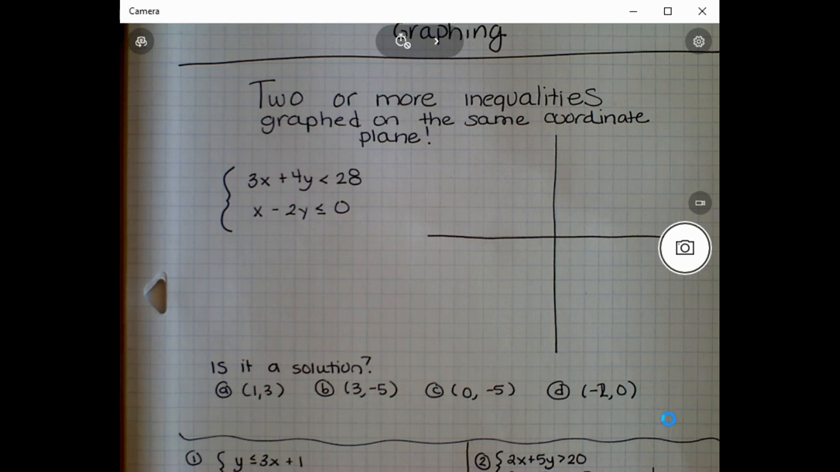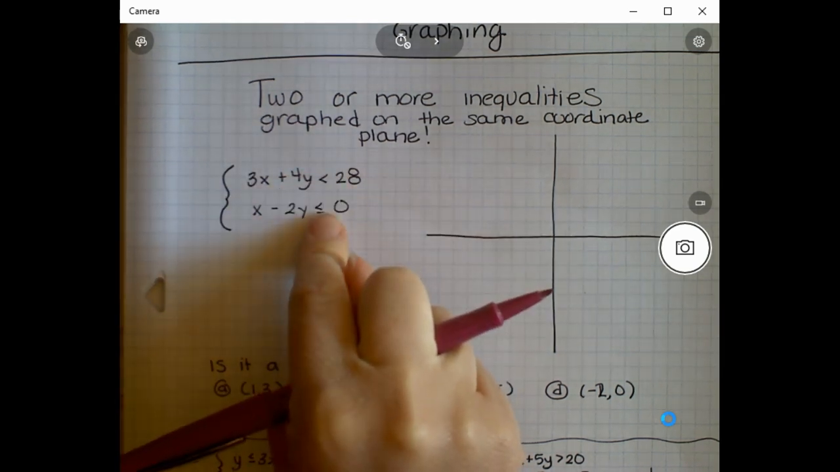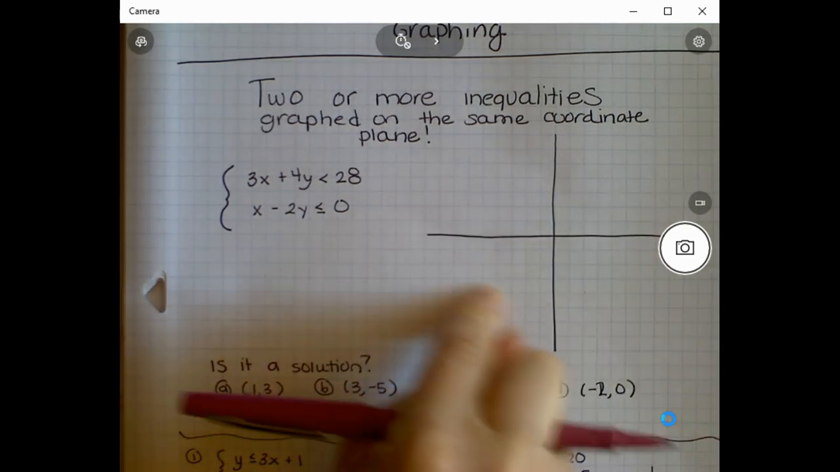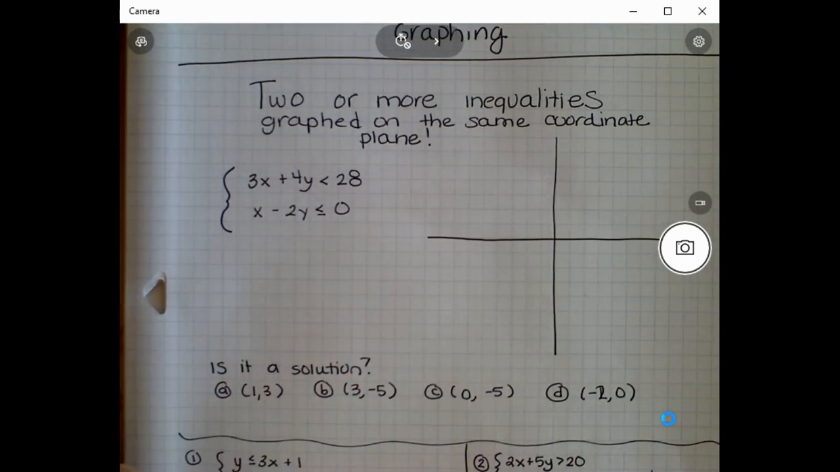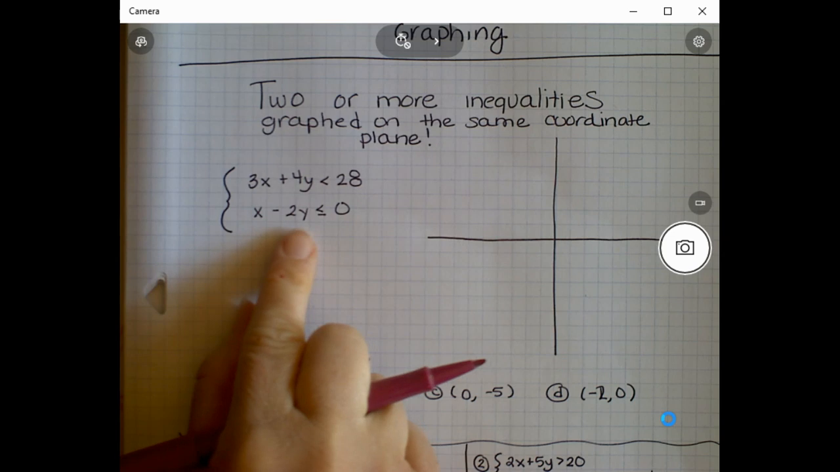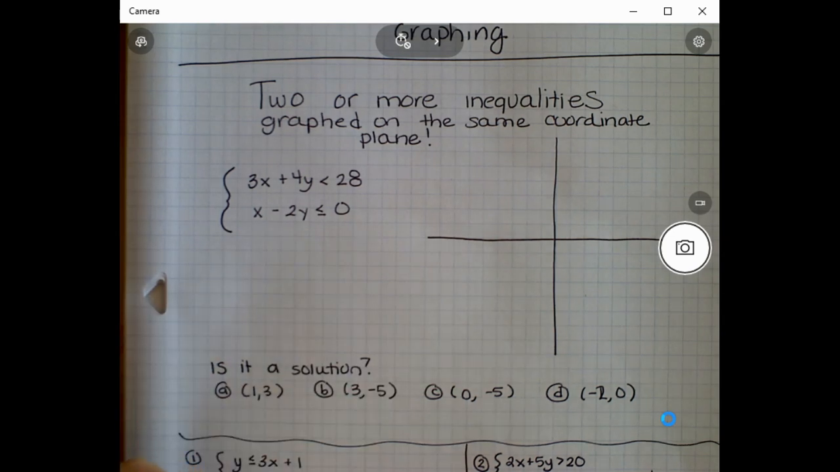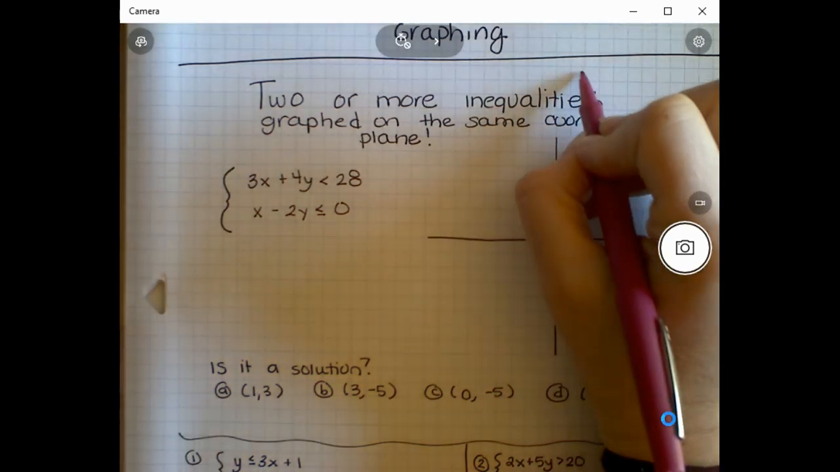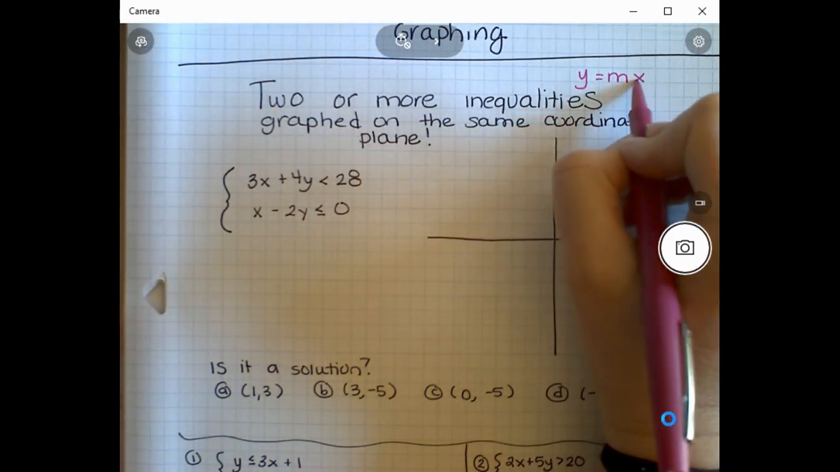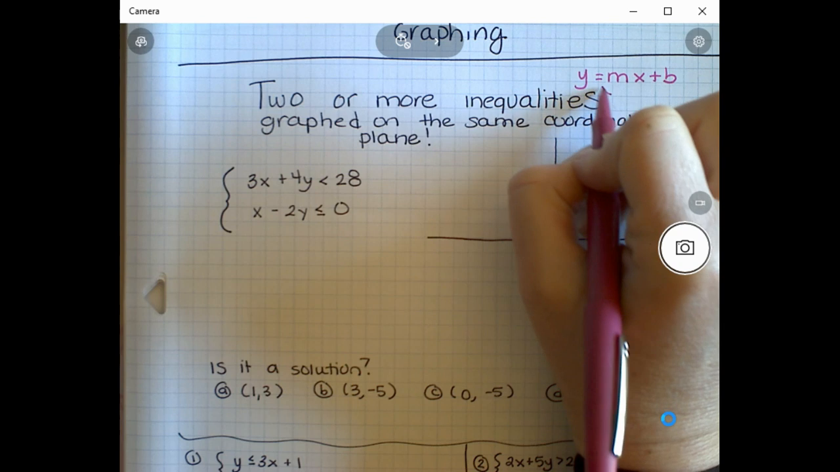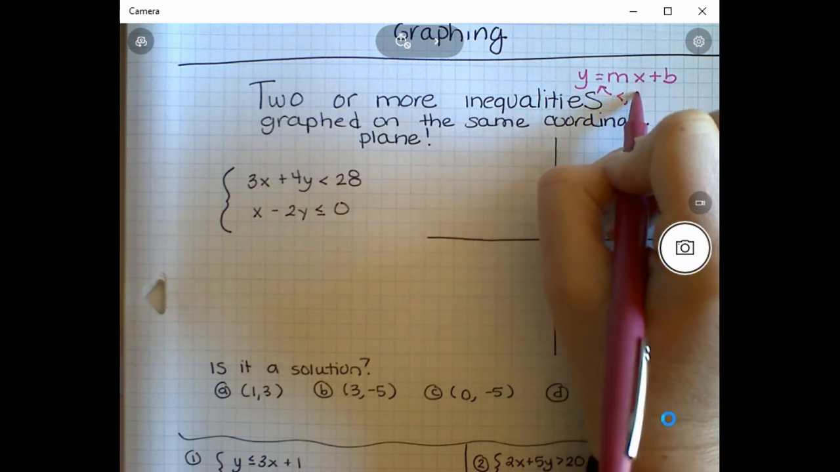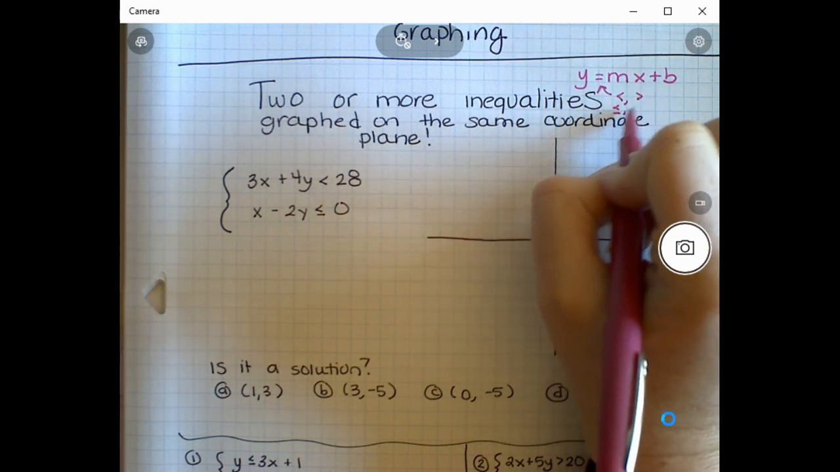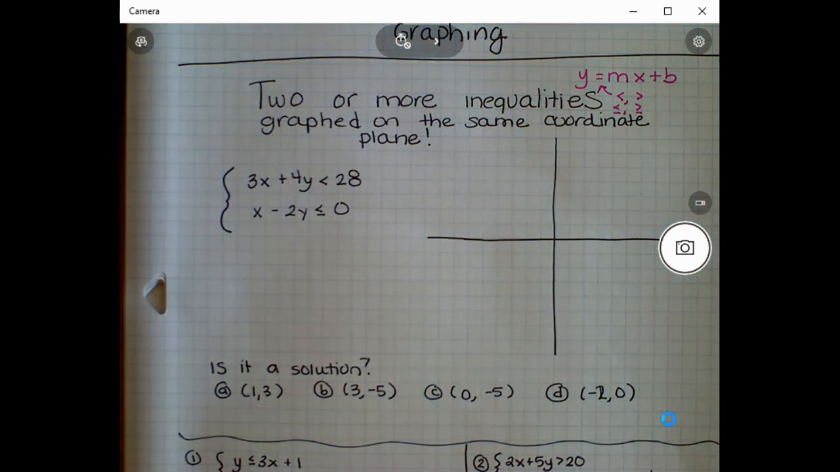First of all, we need to graph these two inequalities. We're going to graph them on this coordinate plane together. In order to graph a linear inequality, we would like to have it solved for y, put into slope-intercept form. Remember, that's y equals mx plus b. Of course, for these problems, this will be less than, greater than, less than or equal to, greater than or equal to, instead of equals.